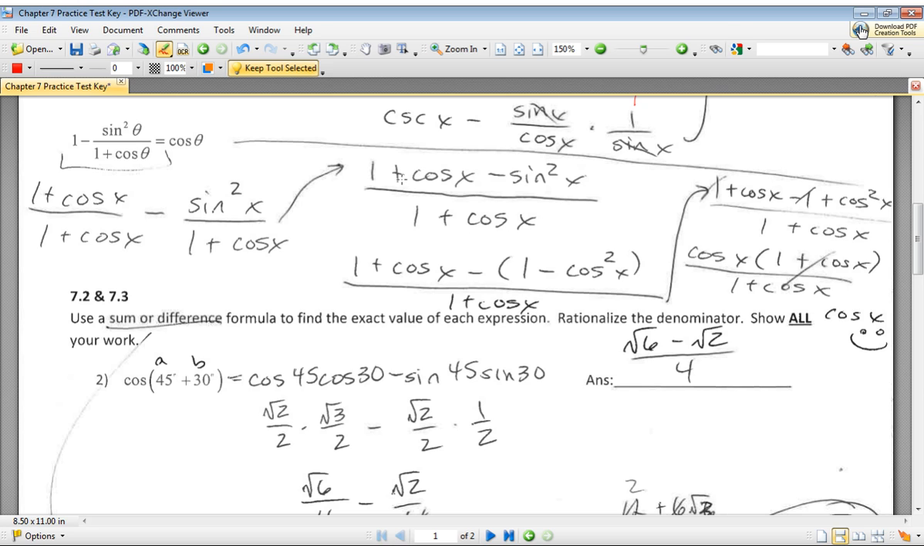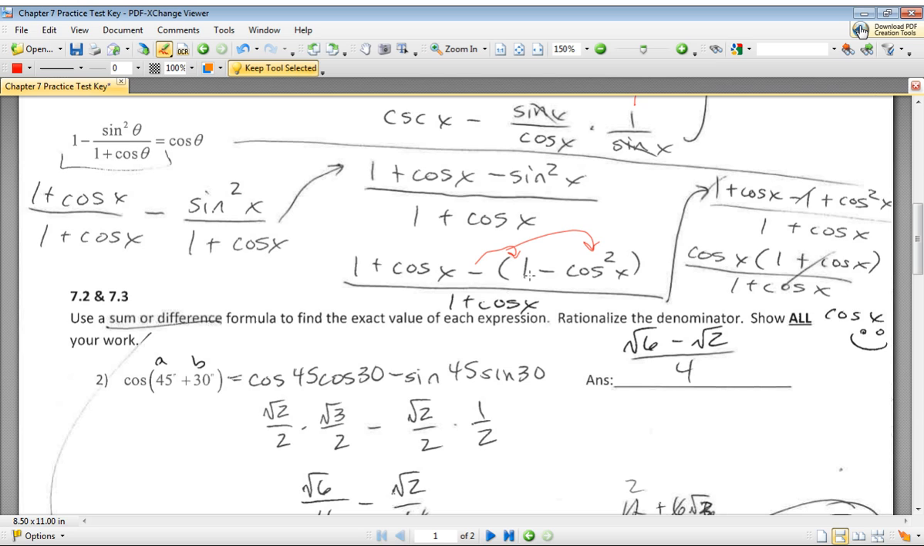And now I have 1 plus cosine x minus sine squared x. Well, that's not something that I can combine. So I'm going to use the Pythagorean identity to make sine squared into 1 minus cosine squared. But I have to remember there's a minus sign on the outside. So I'm going to end up having to distribute that minus sign.